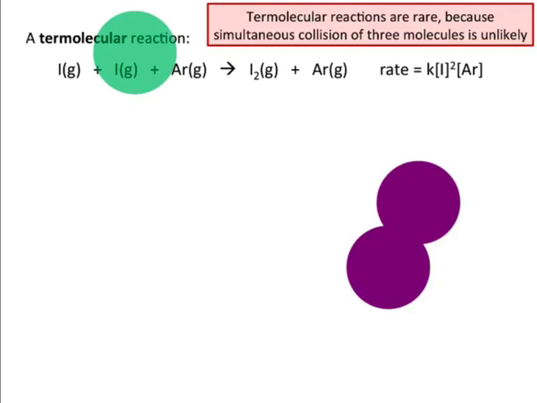So, okay, if you have a termolecular reaction, then again, since it's an elementary step, you can just take the rate equal to the constant times the concentration of each of the pieces. Hey, look, we have two I's, so it's I squared, and we have argon. Boom.